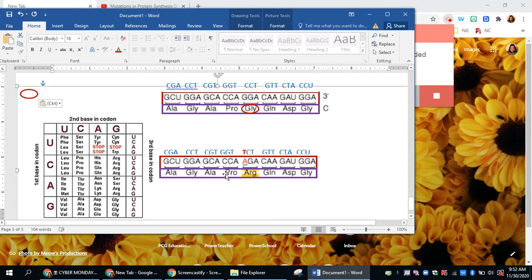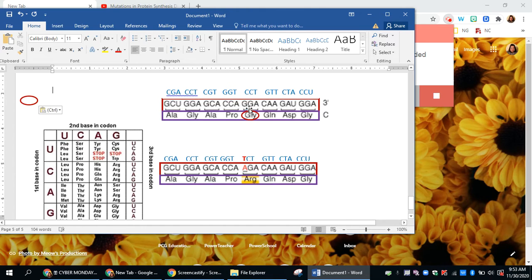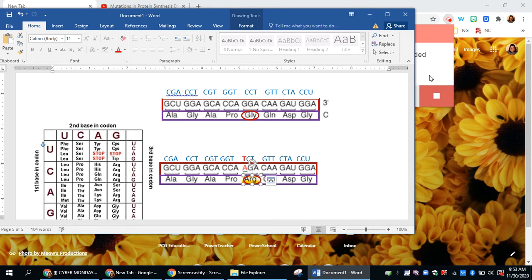In our next example, we have a change here. So here's our original at the top. And the change is a T that was substituted where there should have been a C. So again, notice we have a substitution. So instead of a G, we'll have an A here. And so when we look up AGA, so here's AGA, notice we're going to get arginine as our amino acid. And initially, it wasn't arginine, it was glycine. So we have a change.